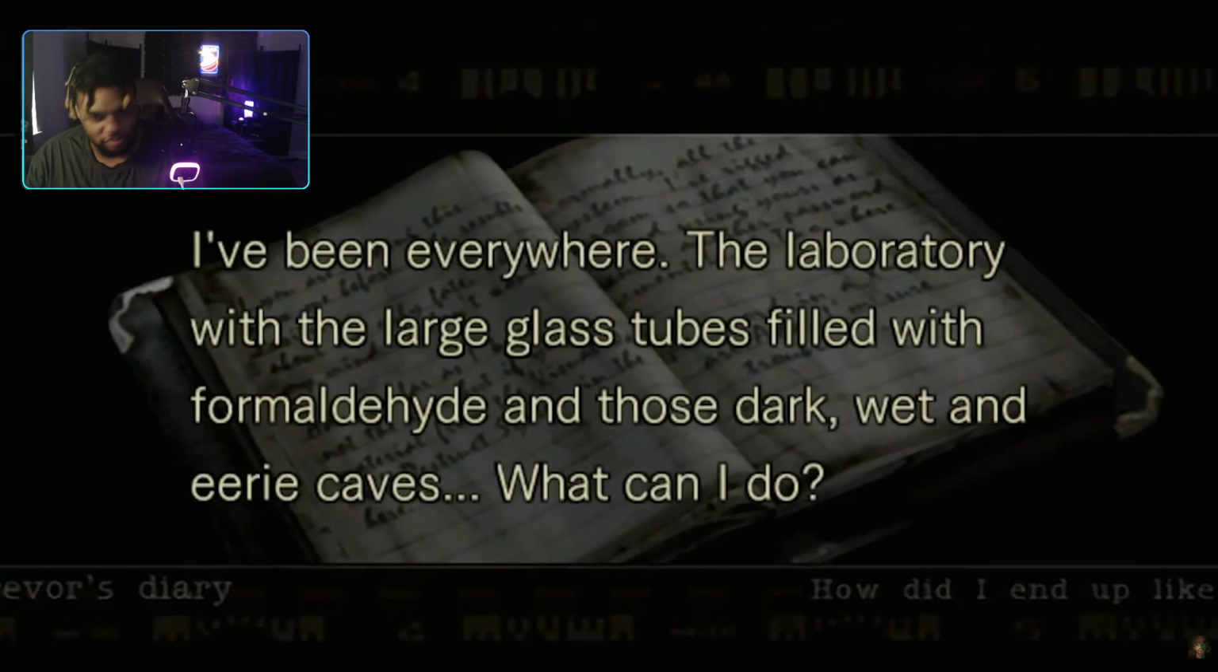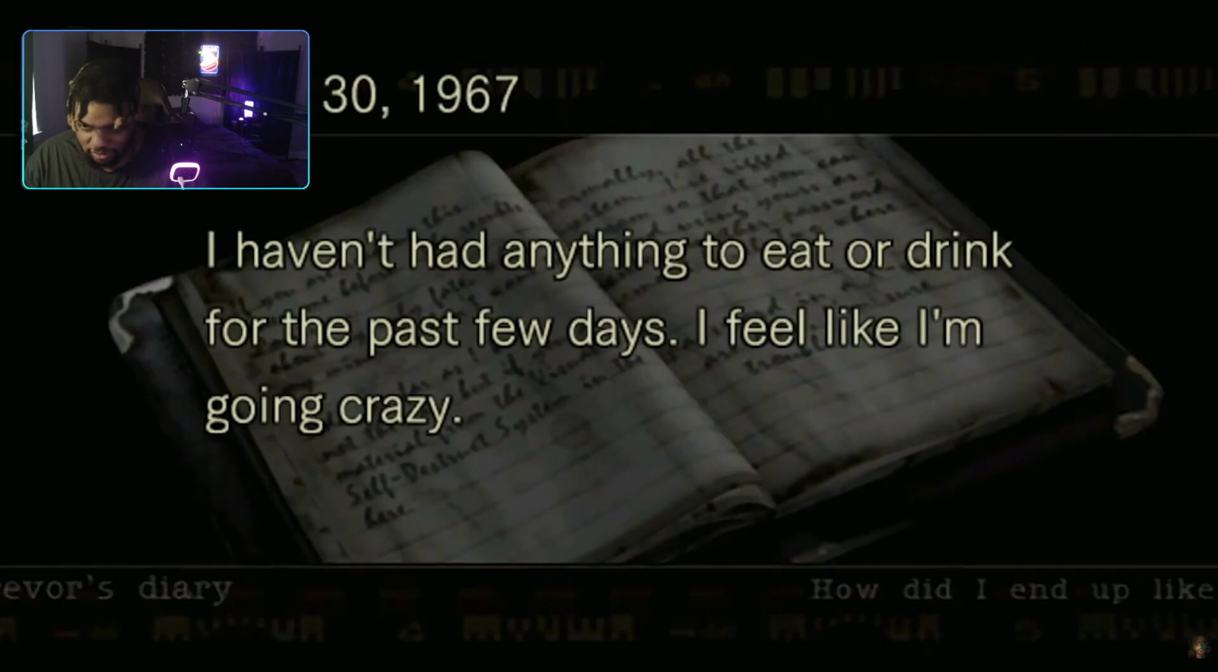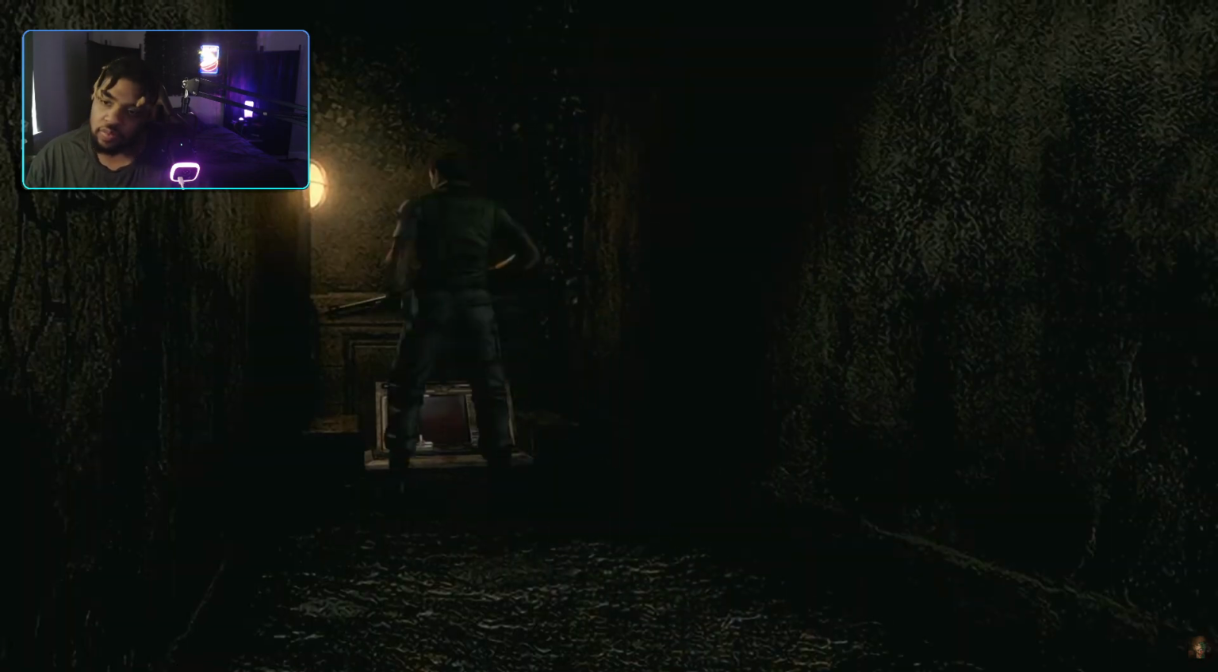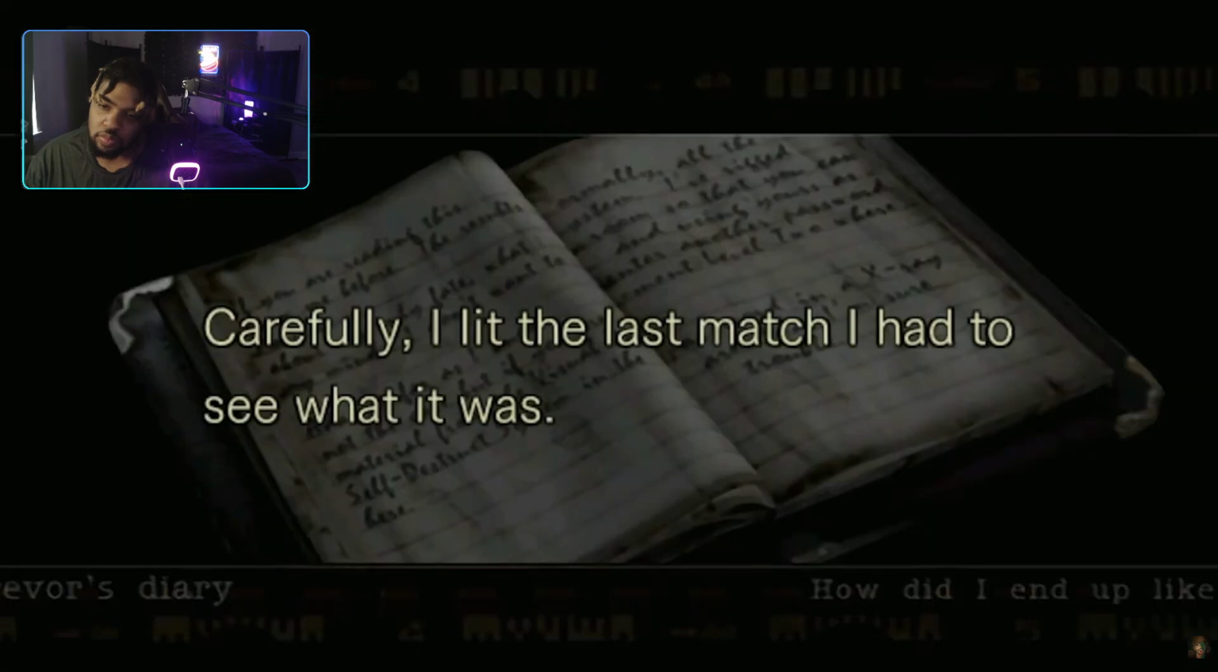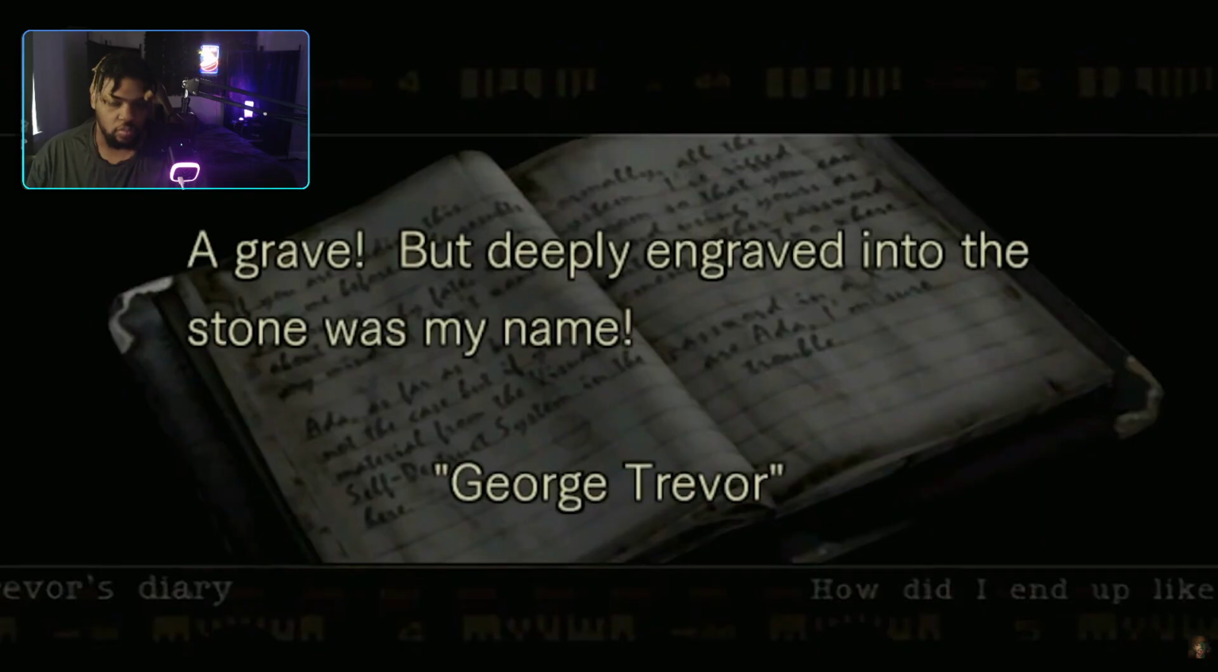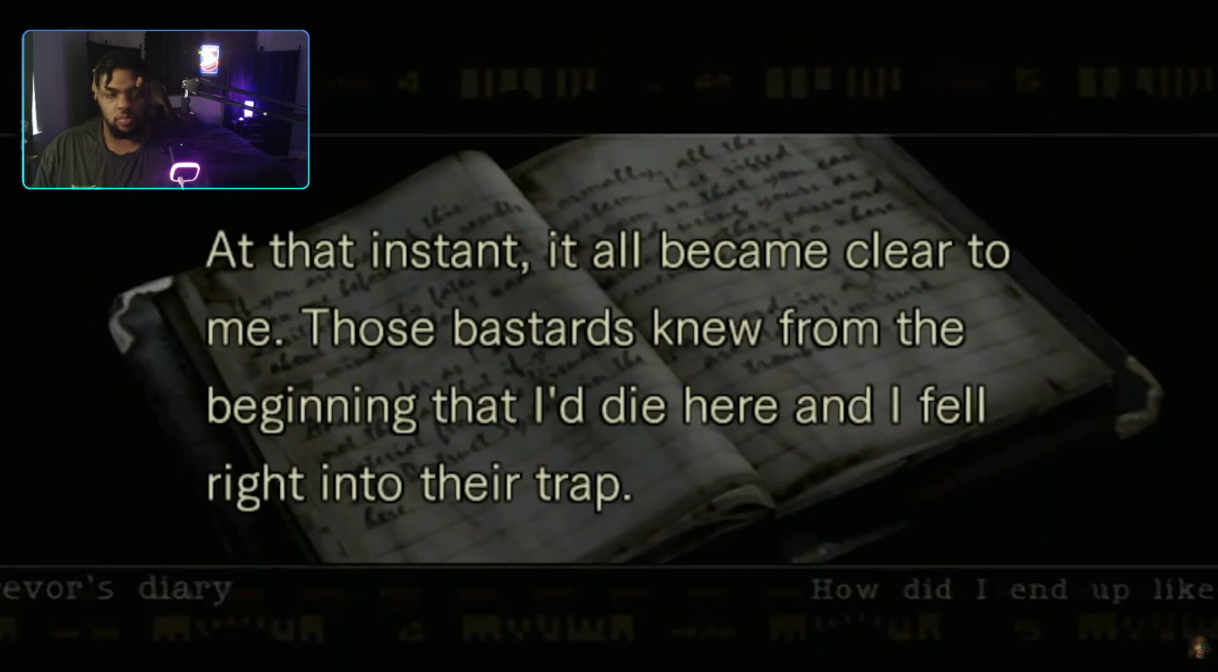He wrote his final thoughts in a book, and he mentions dark, wet caves. In the end, poor George Trevor would starve to death until his diary would be discovered by Chris 31 years later. What's creepy is that the gravestone here marks the final resting place of George Trevor, which means that he hadn't just fallen for his own trap, he'd also fallen for Spencer's trap, as he had foreseen how George would try to escape.